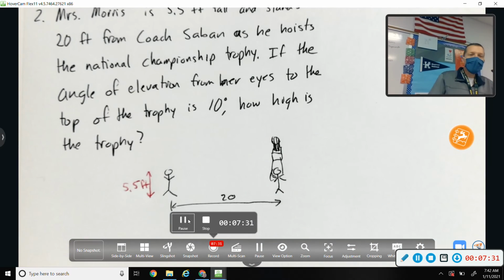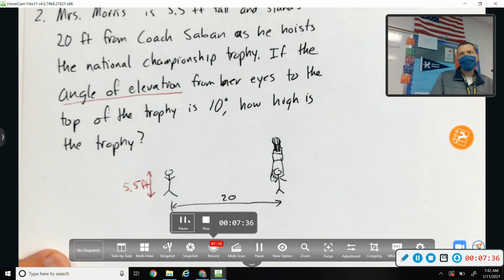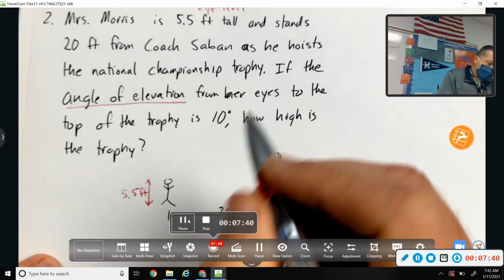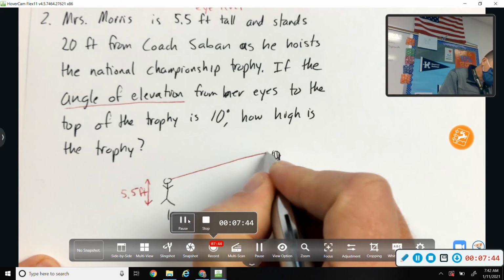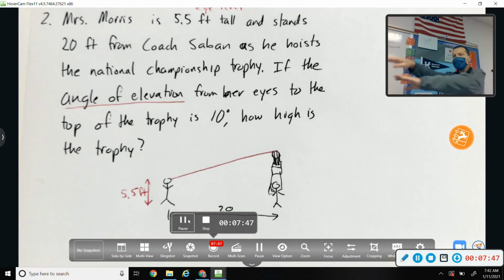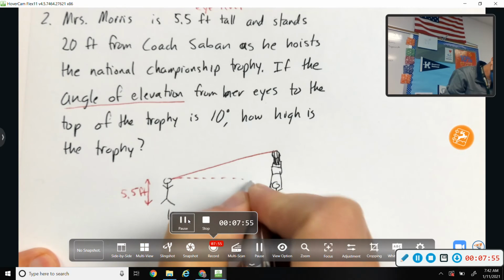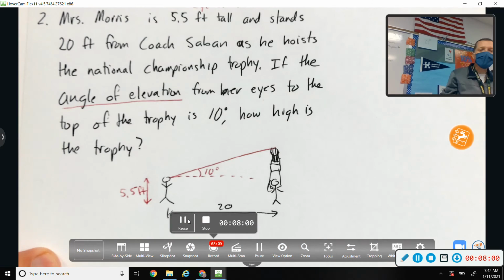The point of this problem is that we work a problem where we see the words angle of elevation. So from her eyes to the top of the trophy. Angle of elevation is how far her eyes have to look up. It's that angle that she's looking through. So from the horizontal, it's 10 degrees up to the top of the trophy.